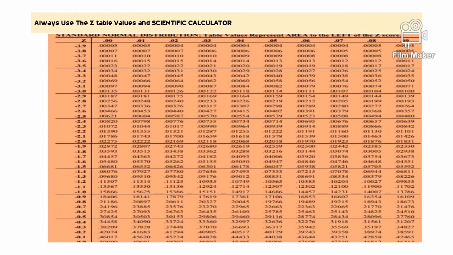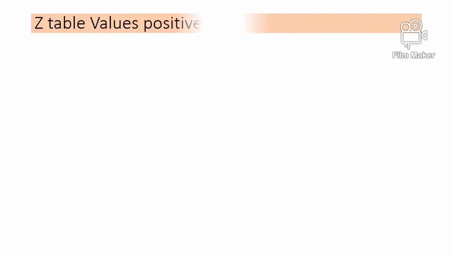Always use the z-table values and a scientific calculator. This photo represents the standard normal distribution table values, using the left side of the z-score. This is the negative, and the other one is the z-table values for the positive.